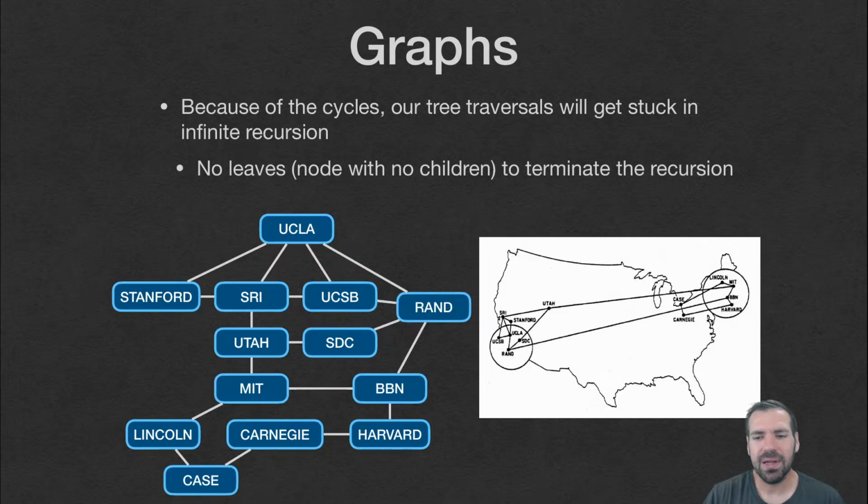We can't even just visit every node exactly once using our traversals because they're going to get stuck in infinite recursions. You're going to have UCLA, which is going to visit Stanford, which is going to visit SRI, which is going to visit UCLA, which is going to visit Stanford, which is going to visit SRI. You're just going to get stuck in the first cycle that you find and just blow up your algorithm. You're going to go infinite at that point. So we can't use our traversals. We have to use something else.